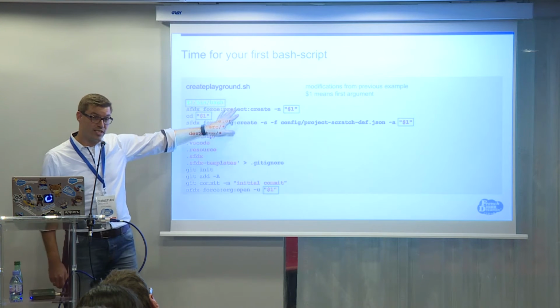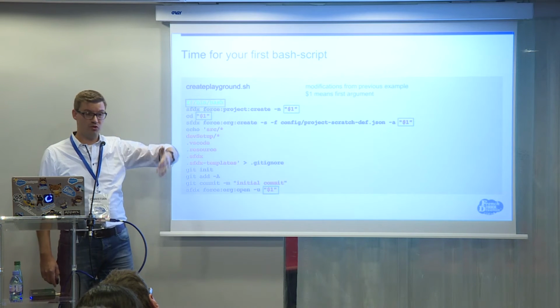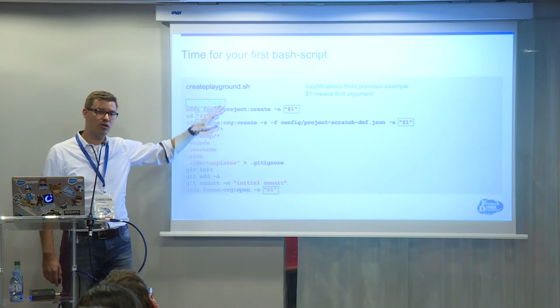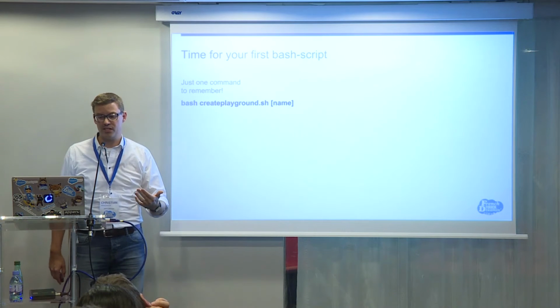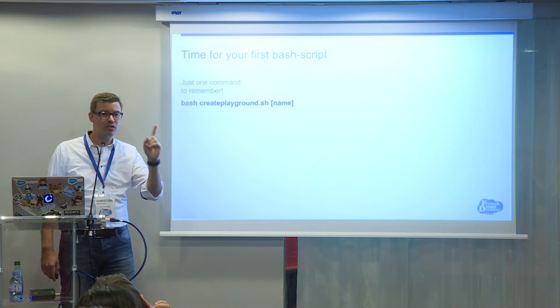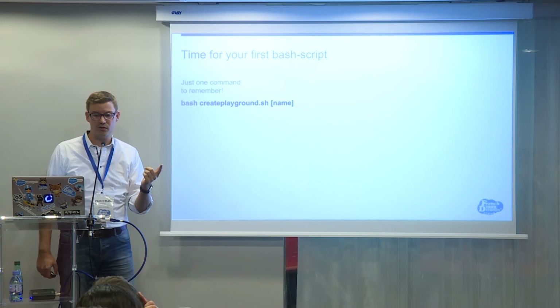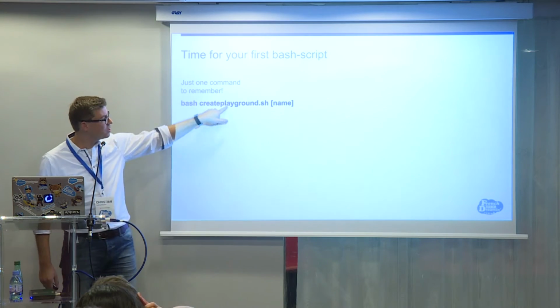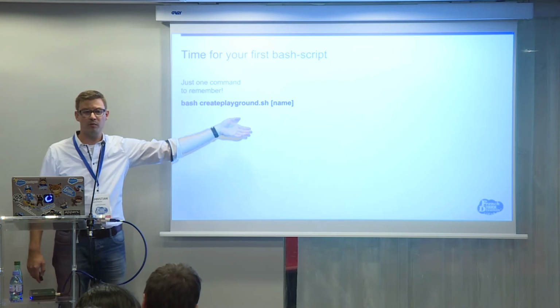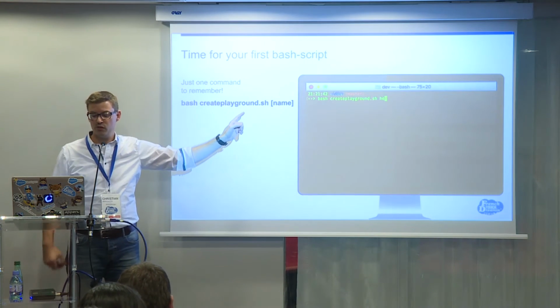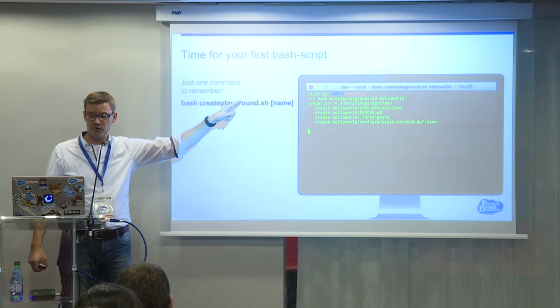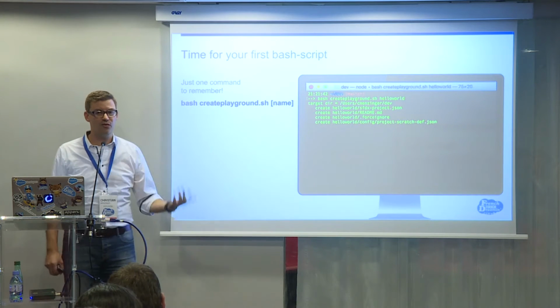If you put just the commands from the previous step, because you do Trailhead, into a bash script, the cool thing is you only have to remember one command to spin up a whole playground, which is bash createplayground and then pass a parameter. That's the only thing you do. Bash createplayground hello world, and the rest is kind of automated.